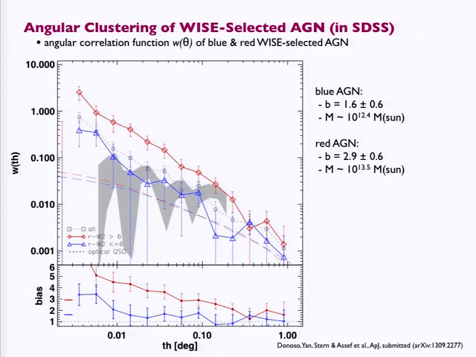It doesn't make sense if the obscuration is just orientation. If it's just a torus, then these are the same things just seen at different viewing angles. Instead, we're finding that the obscured AGN are sitting in dark matter halos nearly an order of magnitude more massive than the unobscured quasars. I can make up some reasons of why that might be the case.